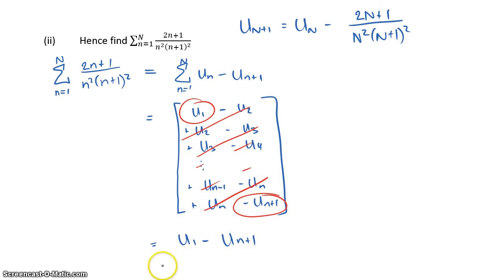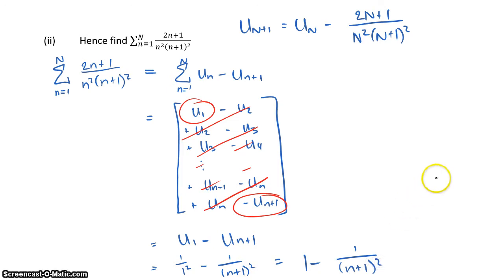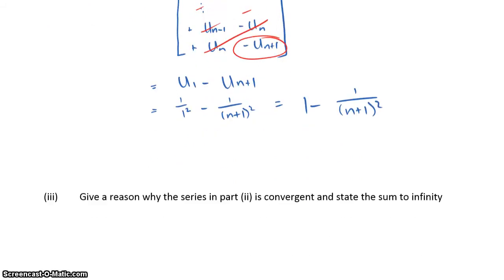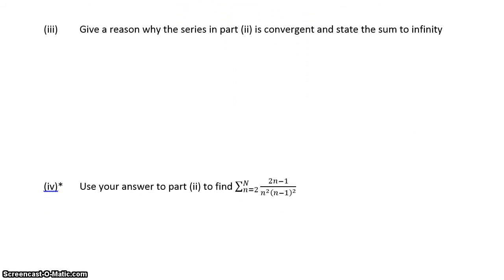So this whole thing is nothing more than u1 minus un plus 1. And thanks to our proof by induction in the earlier part, we know that this is 1 over 1 squared minus 1 over n plus 1 squared. This is just 1 minus 1 over n plus 1 squared. So that's, again, not too bad. Give a reason why the series in part 2 is convergent and state the sum to infinity.